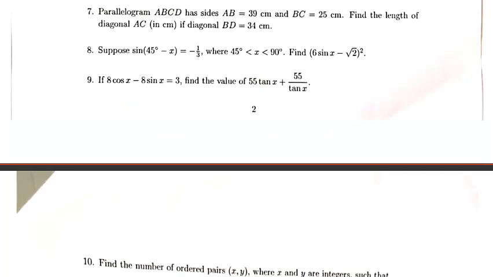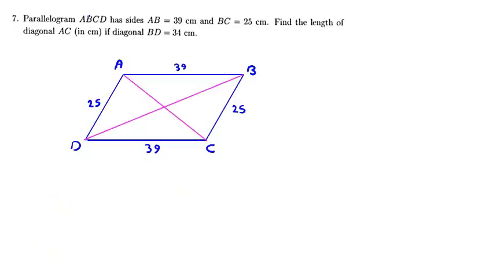SMO 2020 senior section first round problem number 7. Parallelogram ABCD has sides AB 39. Let me draw it. So side AB is 39. So also CD will be 39 because it's a parallelogram. BC 25. So also AD is 25. Find the length of AC, this diagonal, if diagonal BD is 34.